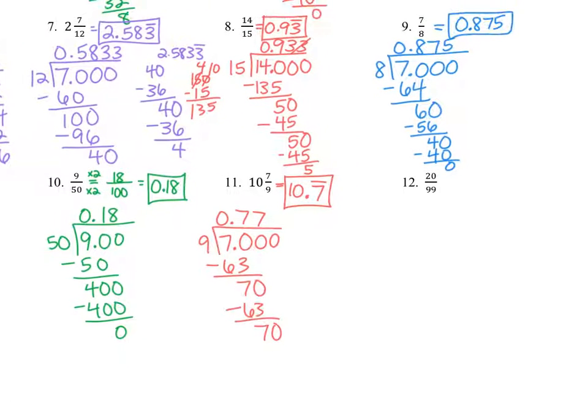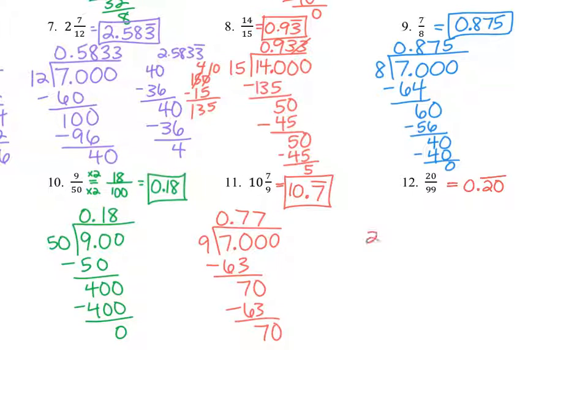The last one, number 12, has 2 digits of 9 in the denominator. So again, that means something's repeating. Since there's 2 digits of 9 in the denominator, whatever is in the numerator is going to repeat, and it's going to be 2 digits. So 20 is a two-digit number. So those are the 2 digits that repeat. So it's just 0.20 repeating. So it's going to be 20202020.